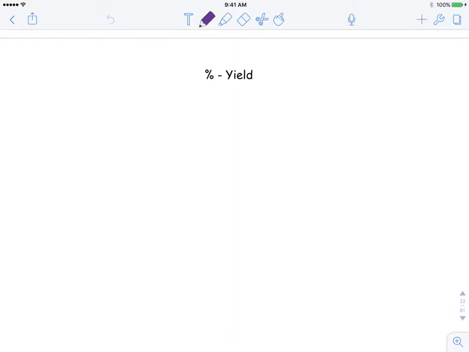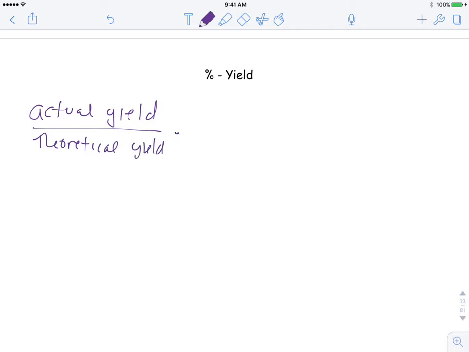Okay, welcome everybody. So we've talked a little bit about percent yield in class, and so you should have an idea of what it is. But just to go through it again quickly here for you, you have an actual yield, so what you would actually make in the lab, so this is your result, over the theoretical yield, times 100. And that would give you the percent yield for a reaction.